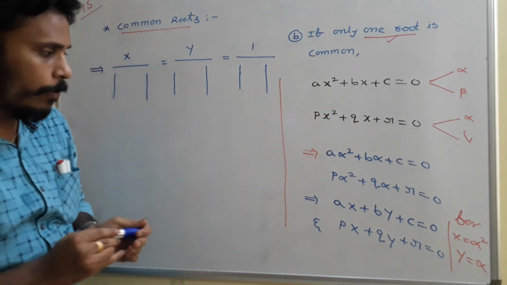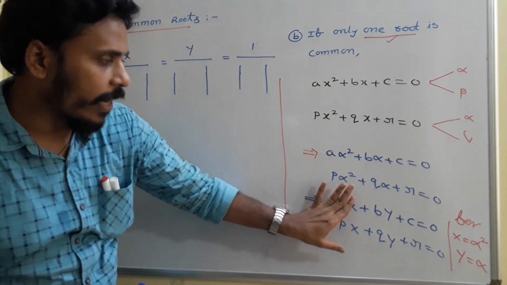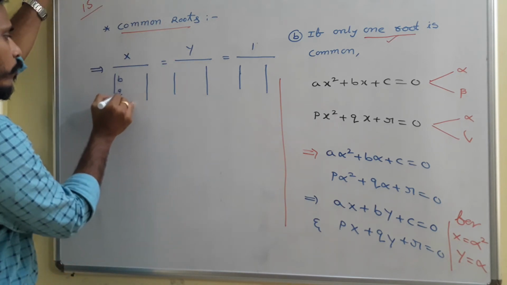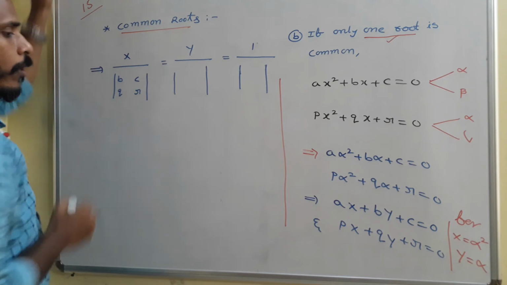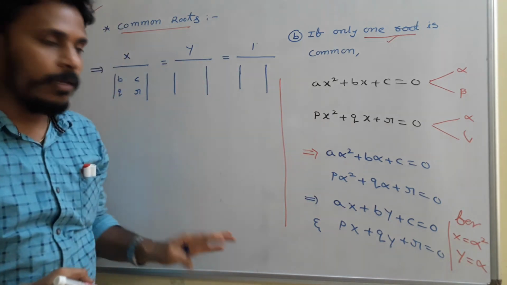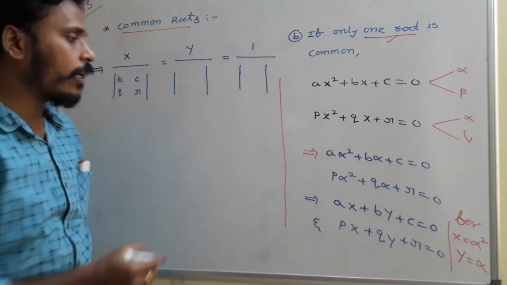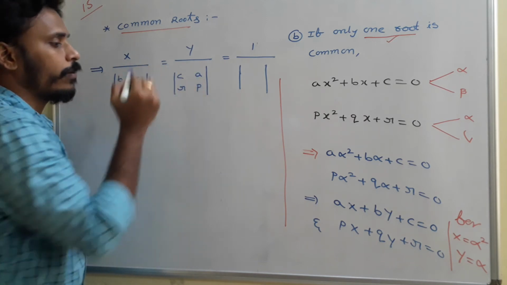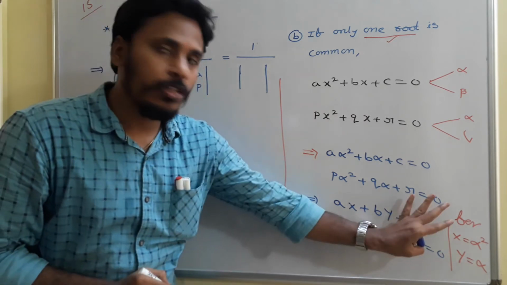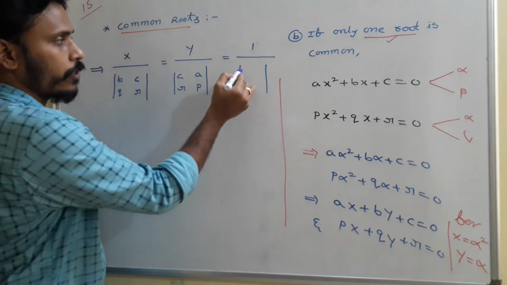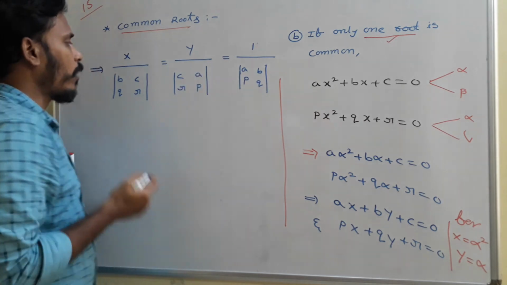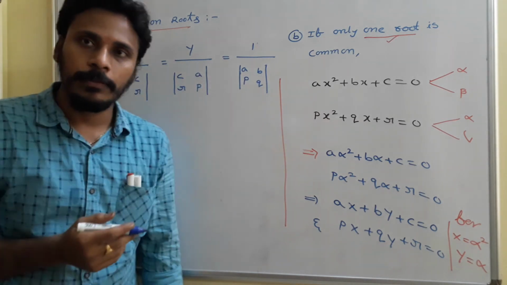See, x divided by: close this x and write the remaining coefficients, that is bq and then cr. Afterwards, y divided by: close y and write the remaining coefficients, cr and ap. Then 1 divided by: close this constant and write the remaining coefficients, ap and then bq. So x by, y by, 1 by.